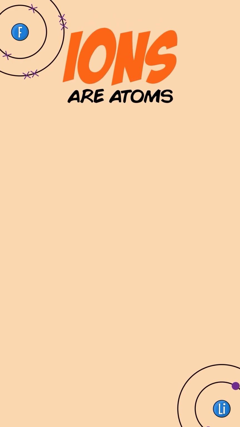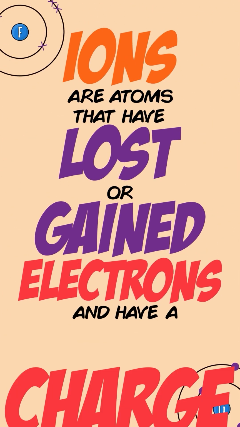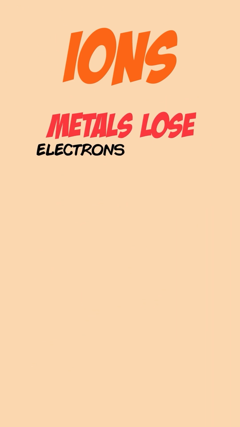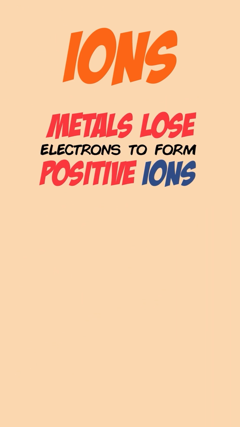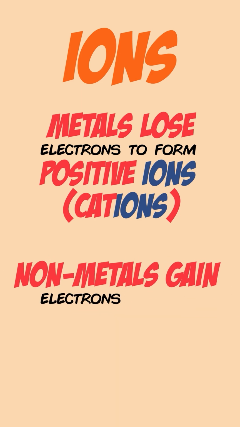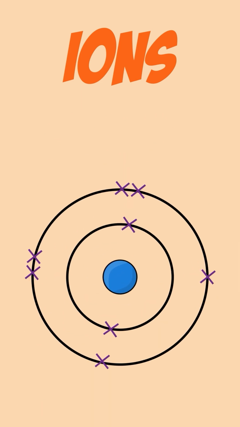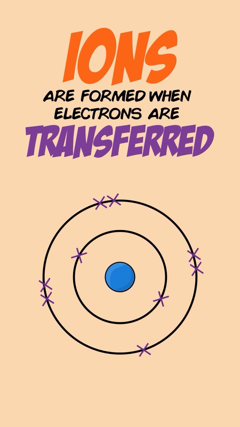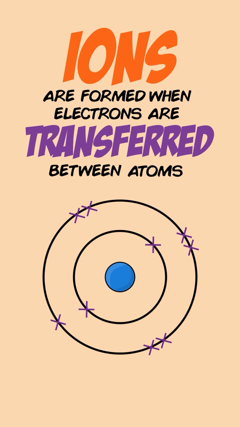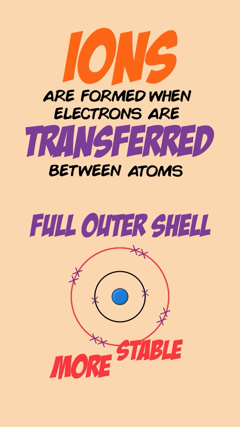Ions are atoms or groups of atoms that have lost or gained electrons and have a charge. Metals lose electrons to form positive ions, which we call cations, and non-metals gain electrons to form negative ions or anions. Ions are formed when electrons are transferred between atoms to achieve a full outer shell, and this full outer shell makes them more stable.